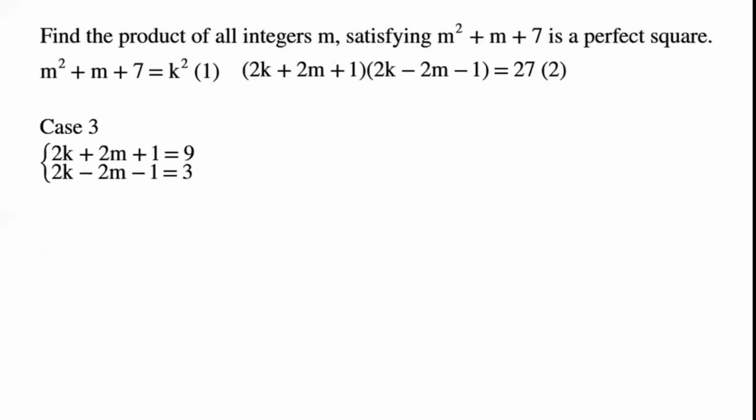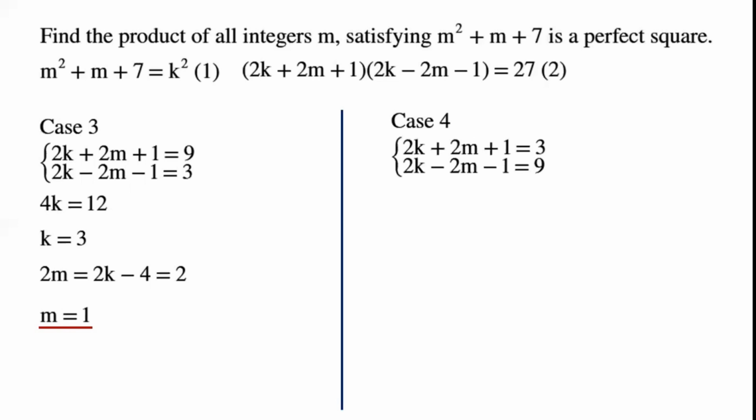Case 3: 2k plus 2m plus 1 equals 9, and 2k minus 2m minus 1 equals 3. From this set of equations, we can derive that 4k equals 12. So k equals 3. 2m equals 2k minus 4, which is 2. So m equals 1.